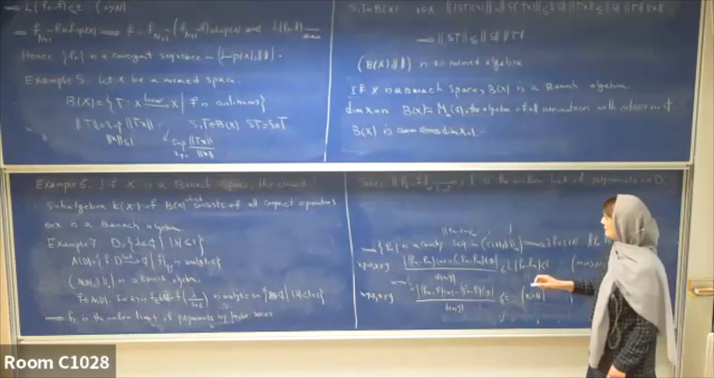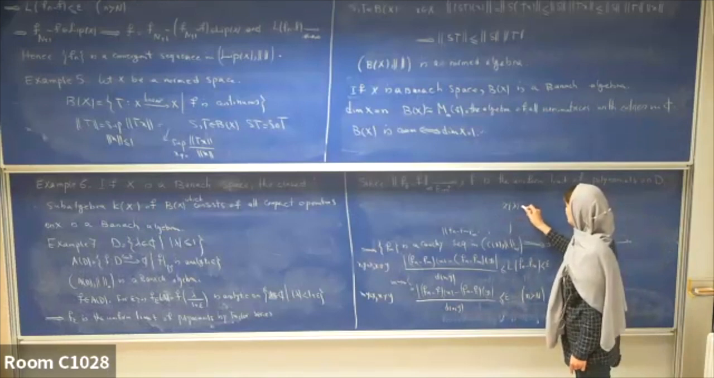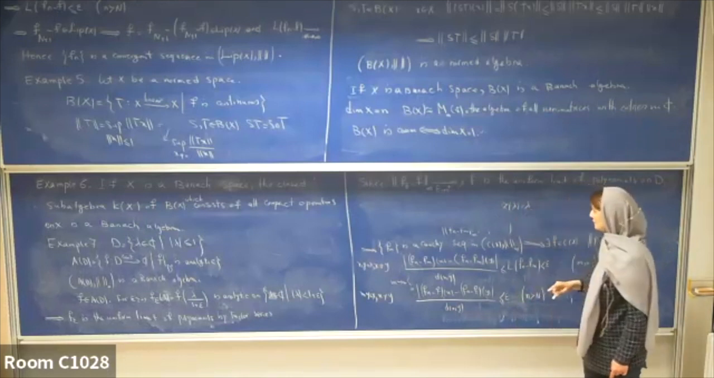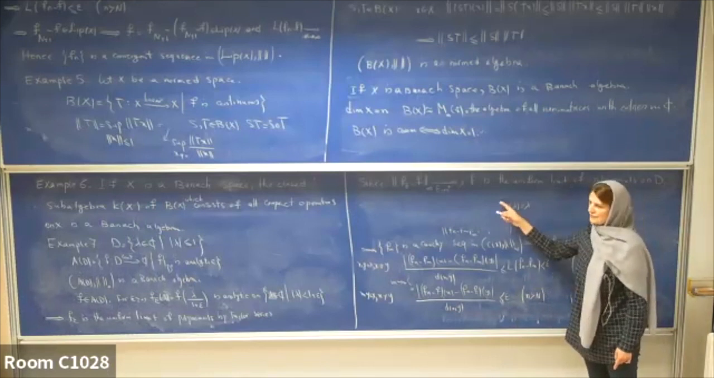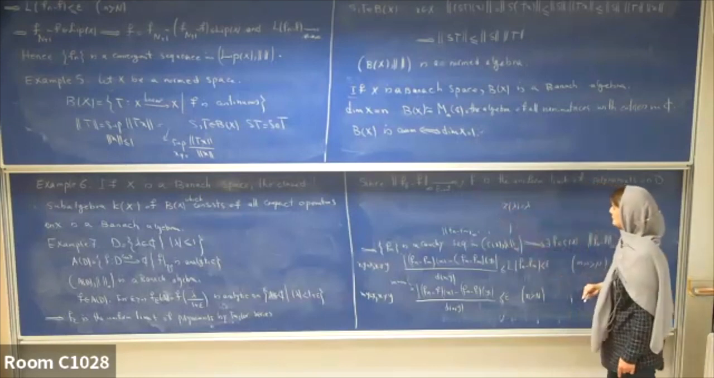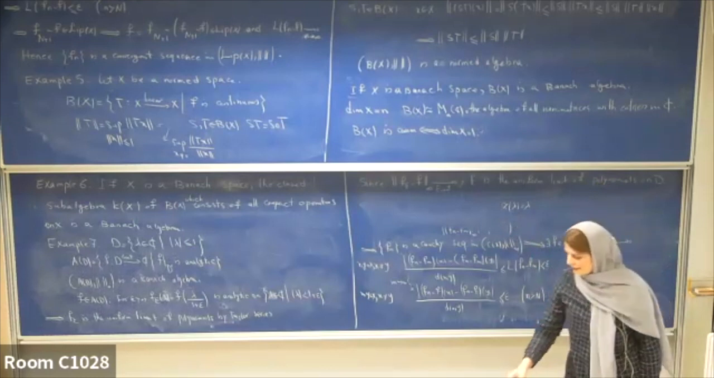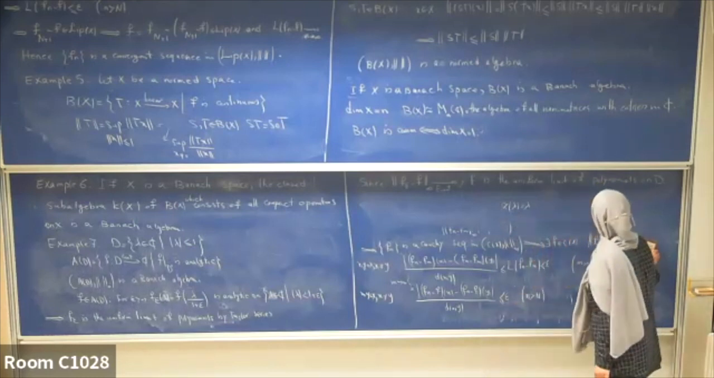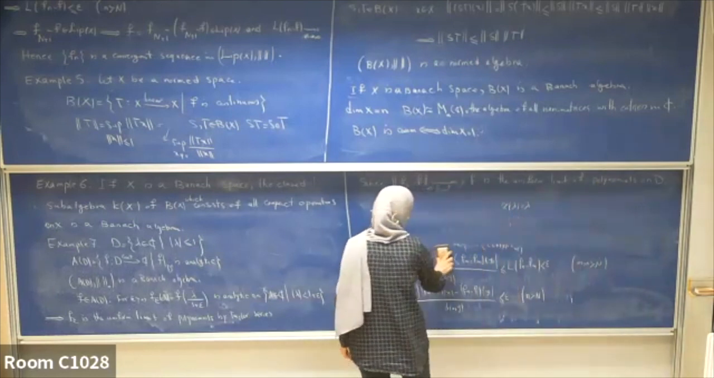I mean that Z, the coordinate function, is defined by Z of lambda equals lambda. Because each polynomial is a linear combination of powers of Z. So we have another example of Banach algebras.